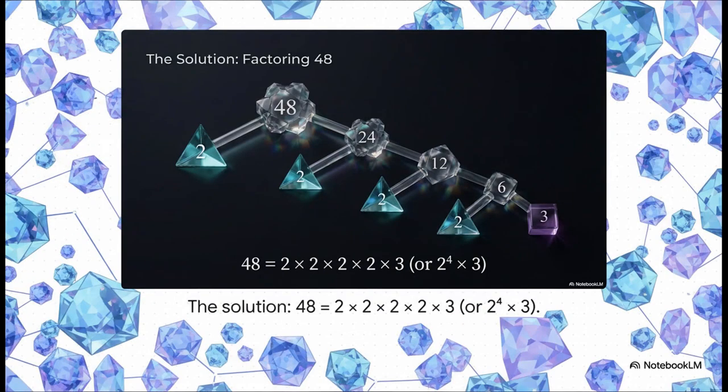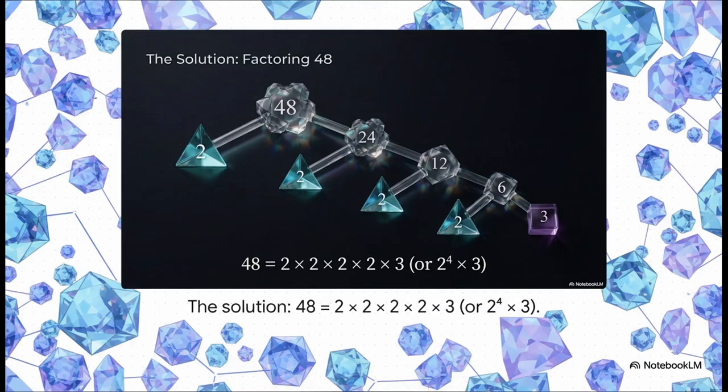Okay, welcome back. Let's check your work. You start with 48. Divide by 2, you get 24. Divide by 2 again, you get 12. Again, you get 6. And one last time by 2, you get 3. That's it. So the prime factorization of 48 is 2 times 2 times 2 times 2 times 3, or 2 to the power of 4 times 3.